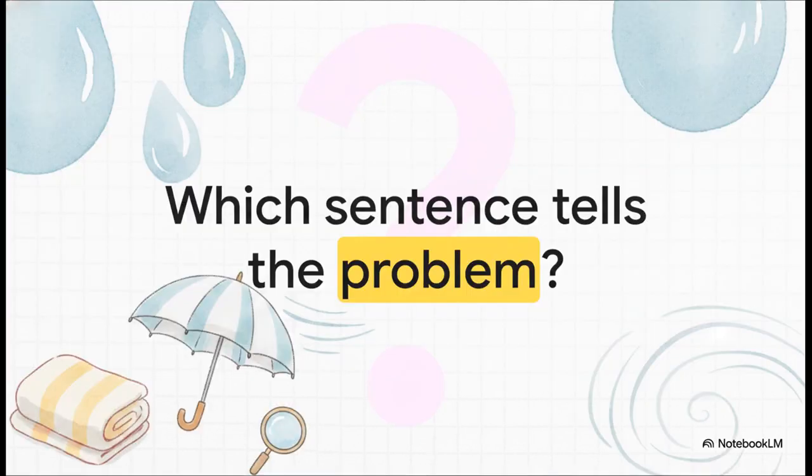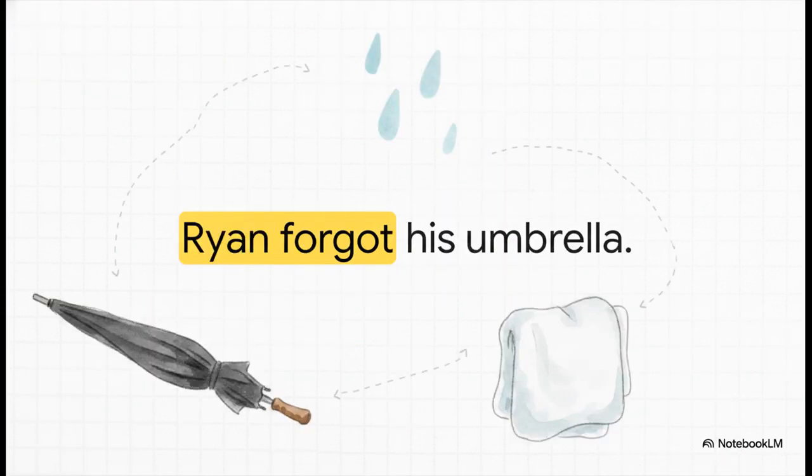All right, now it's your turn to play story detective. Check out this quick scenario. Ryan forgot to bring his umbrella. He got wet in the rain. His mother brought him a dry towel. As an investigator looking at this plot, which sentence introduces the actual problem here? Take a quick second to spot it. Got it? Yep, it's Ryan forgot his umbrella. That is the inciting incident. It happens right at the very beginning and creates the conflict that literally drives the rest of the plot. Because think about it. Without forgetting the umbrella, he doesn't get wet, and his mom doesn't need to grab a towel. The problem is the absolute engine of the story.